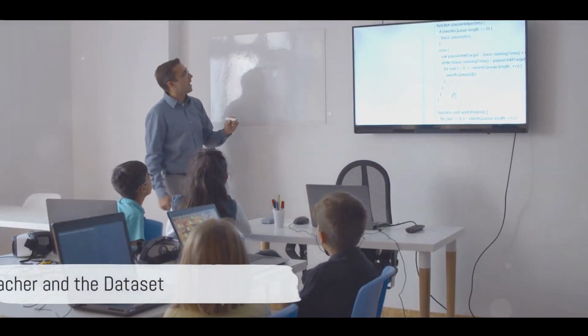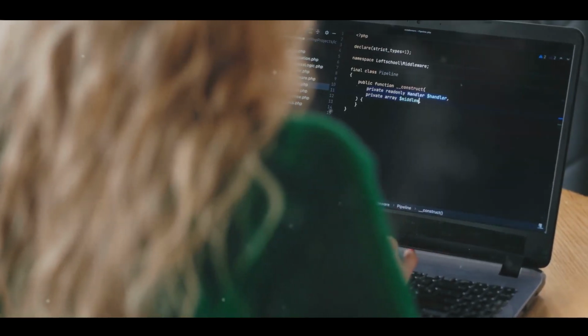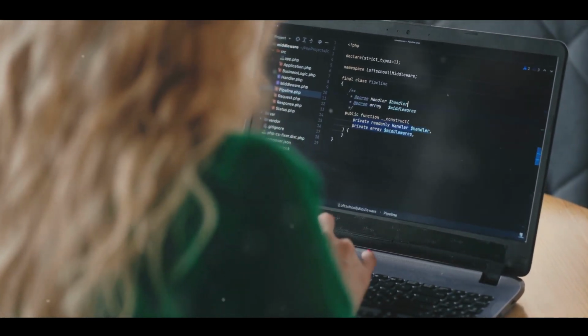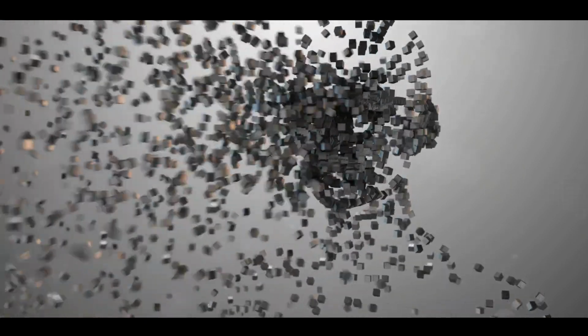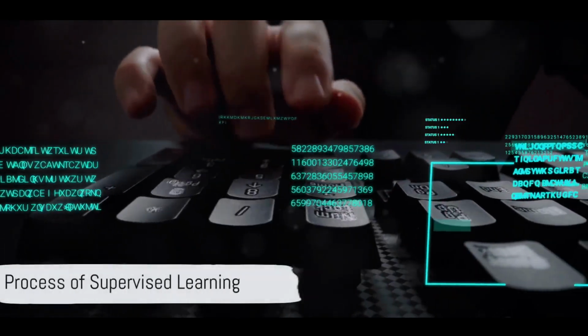In the realm of data science, the teacher is the dataset. The dataset provides the machine with inputs or features and their corresponding outputs or labels. The machine, acting as the student, learns the relationship between the inputs and outputs from this dataset. Let's break it down further.